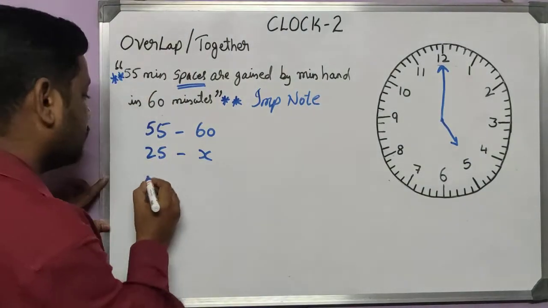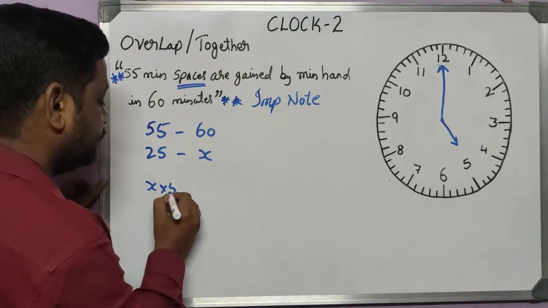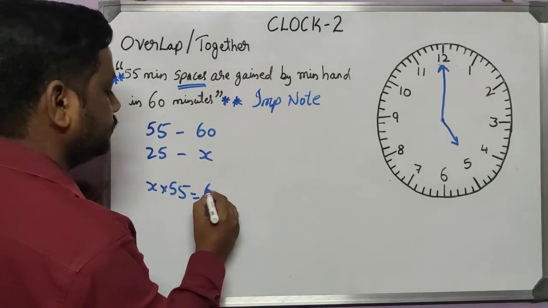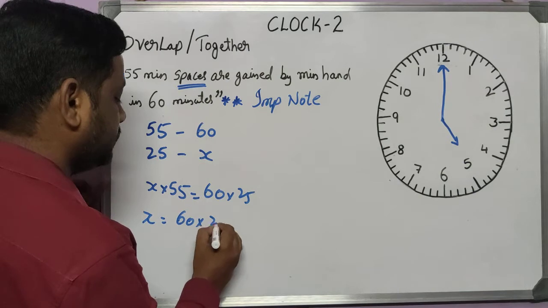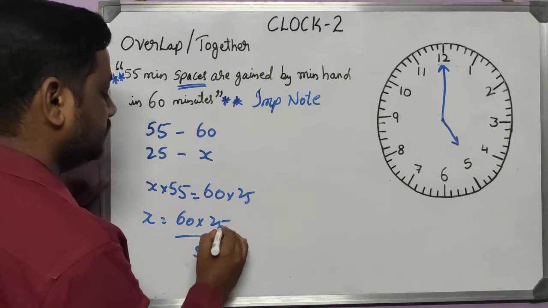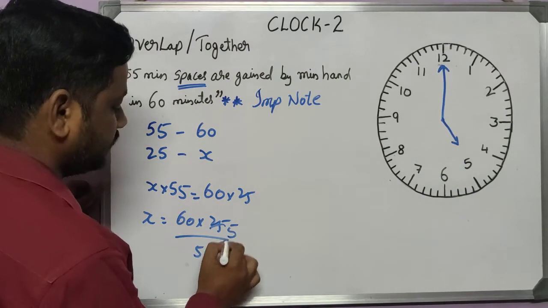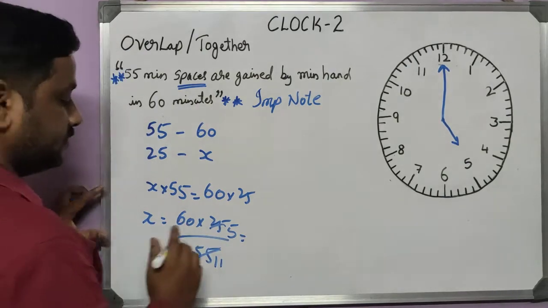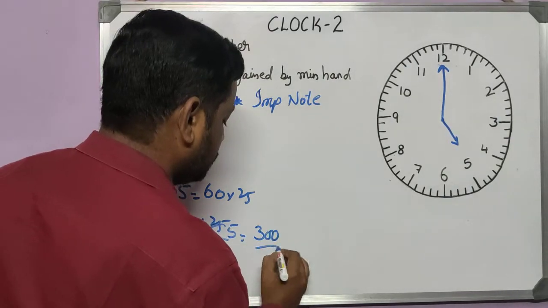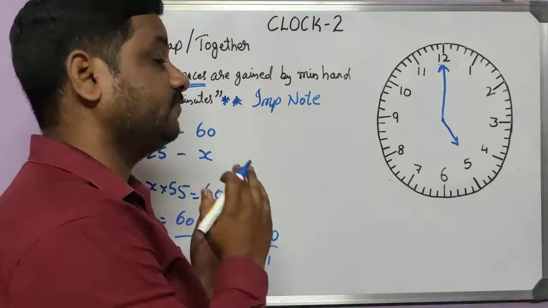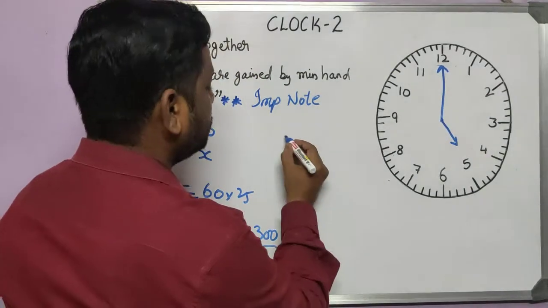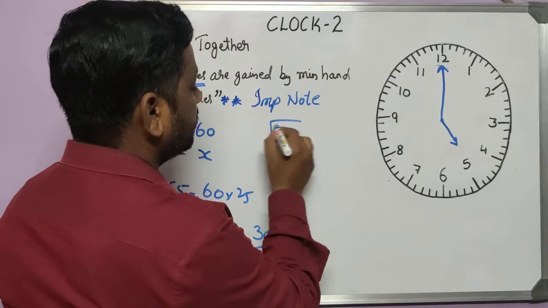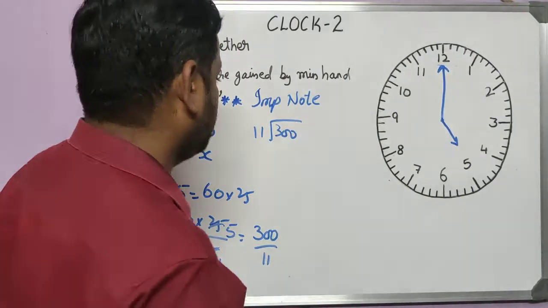Okay. So now cross multiply: x into 55 equals 60 into 25. It's as simple as this. Just simplify it, you get the answer for the unknown value x. So 5 5s are 25, 5 11s is 55 again. So x is 300 by 11. You can keep the answer as it is if the options are given in this manner. If not, you divide 300 by 11. So it all depends upon the options on the question paper.